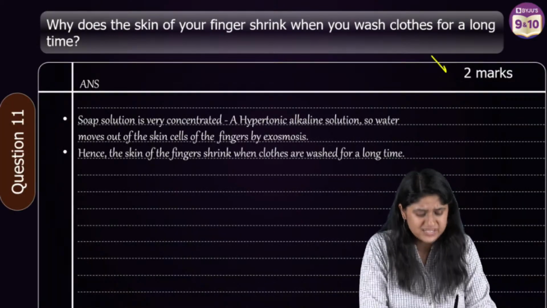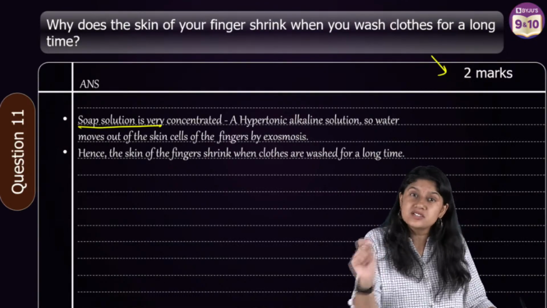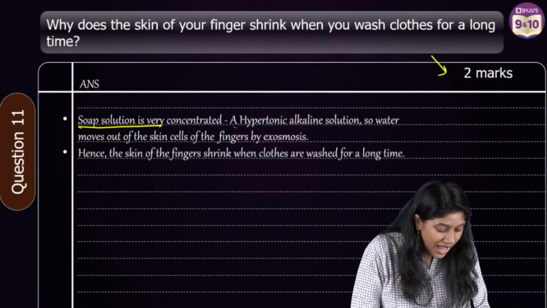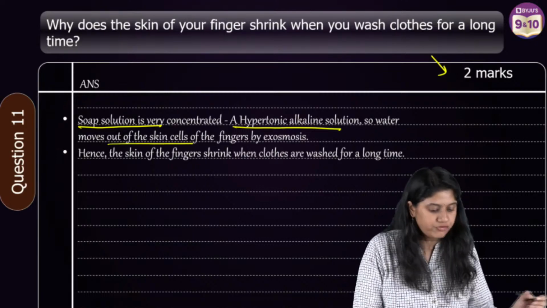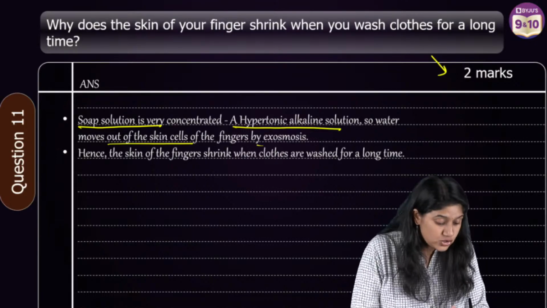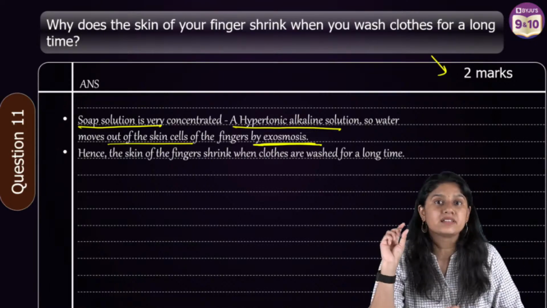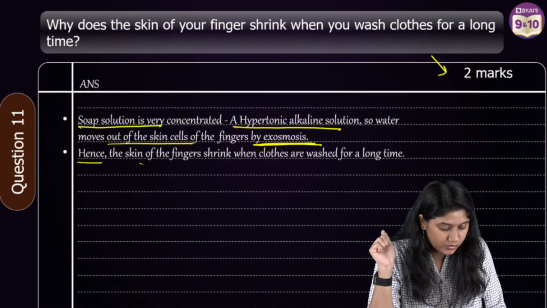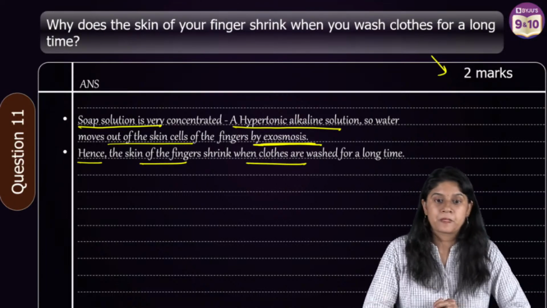This is for 2 marks, a very easy, straightforward answer, everyone. Soap solution is very concentrated, right? It has more of the solutes. So hypertonic alkaline solution. So water moves out of the skin by the exoosmosis. Everyone always remember to underline the important keywords in the examination, right? Hence the skin of the finger shrinks, and of course if you're washing the clothes for a long time.